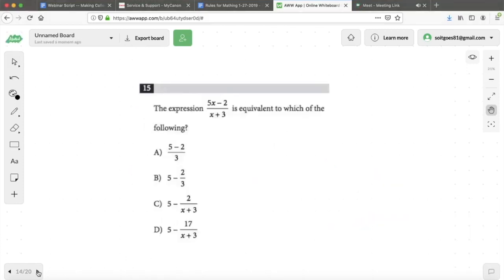Let's do the next one. Ariane, you are up. I love this question. Go ahead and read question number 15 for us, please. The expression (5x minus 2) over (x plus 3) is equivalent to which of the following? Easy, easy. It's an equivalent expression question. What are we going to do, Ariane? Put in values for x and then see which one. Yeah, absolutely. See what matches up.